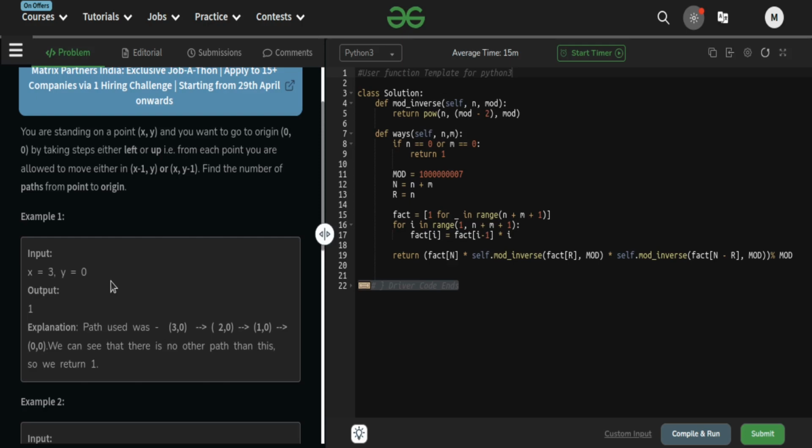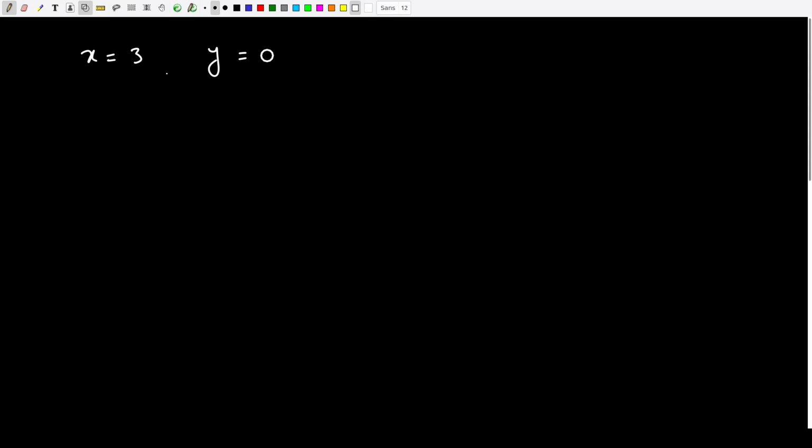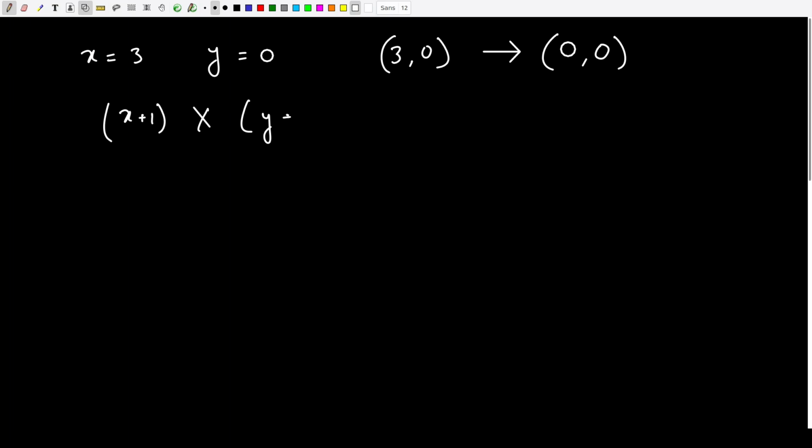So let us try to understand the problem statement with the help of an example. In this example, the value of x which is given to us is 3 and the value of y which is given to us is 0. So from 3, 0 we want to reach 0, 0. What we can do is consider this to be a matrix of dimension x plus 1 by y plus 1. The reason why I'm adding 1 to x and y is because this is zero-based indexing. So essentially, we can consider this to be a matrix of dimension 4 by 1.